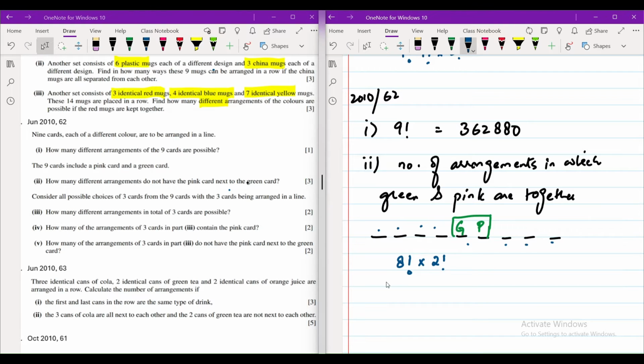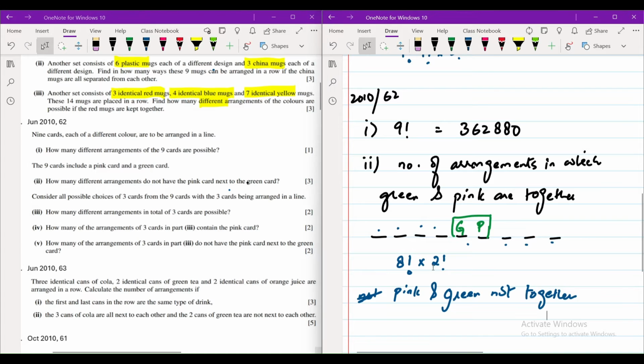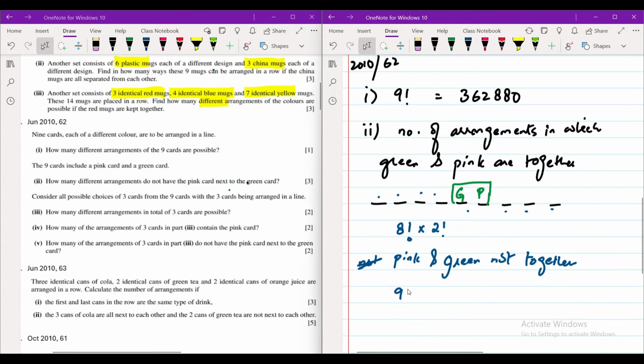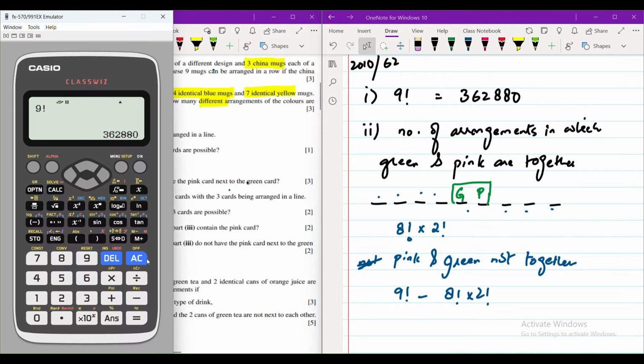So the answer for the arrangements that do not have pink and green together would be simply 9 factorial minus 8 factorial times by 2 factorial. So minus 8 factorial times by 2 factorial. So we get 28240.